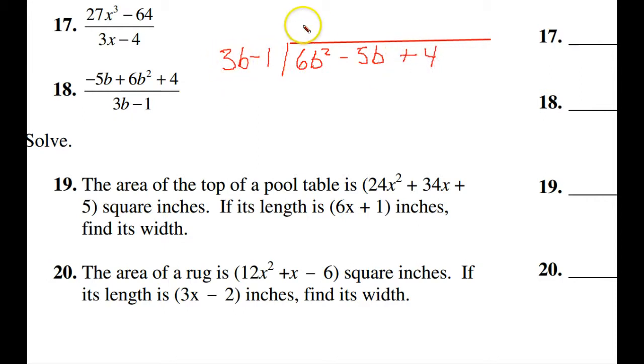So 3b goes into there 2b times. This times this is 6b squared. This times this is a negative 2b.